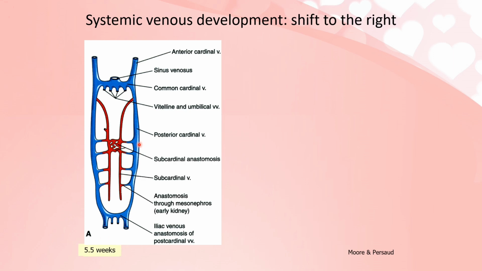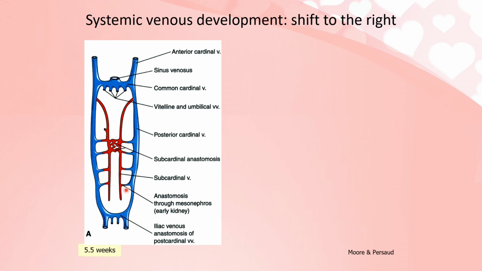So what happens next is that another vessel appears, and this vessel is the subcardinal vein. It forms an anastomotic channel with its counterpart and also with the developing posterior cardinal veins in the area of the mesonephros. The posterior cardinal vein is the blood vessel of the mesonephros, and it almost completely disappears with the regression of the mesonephros.